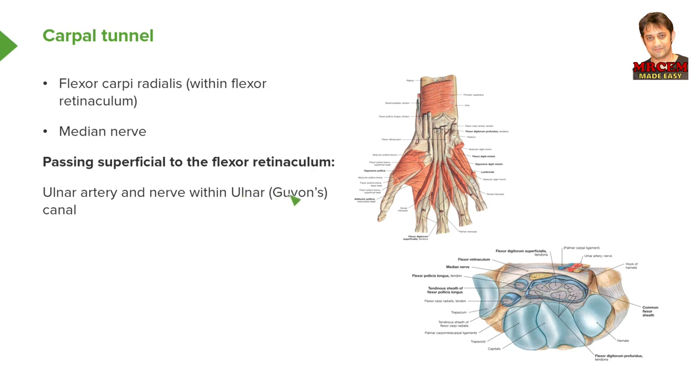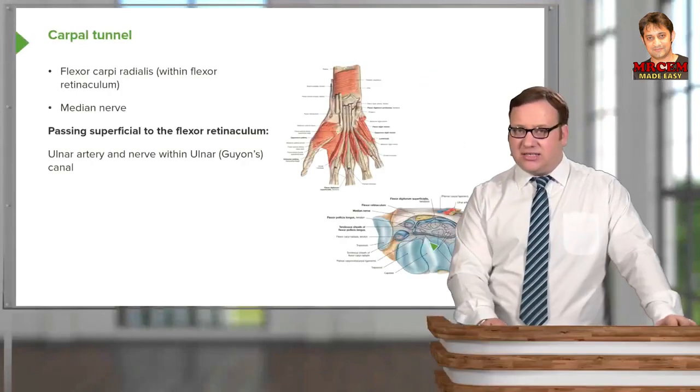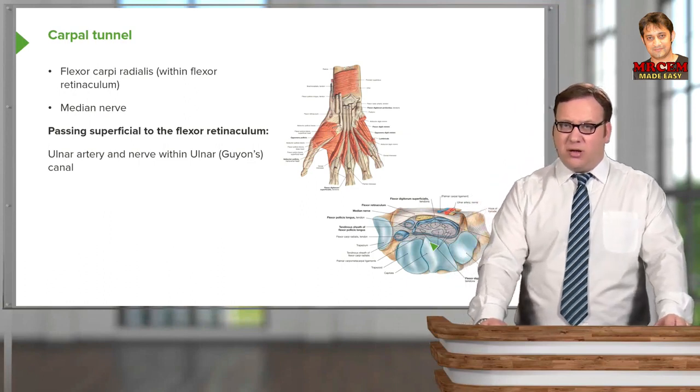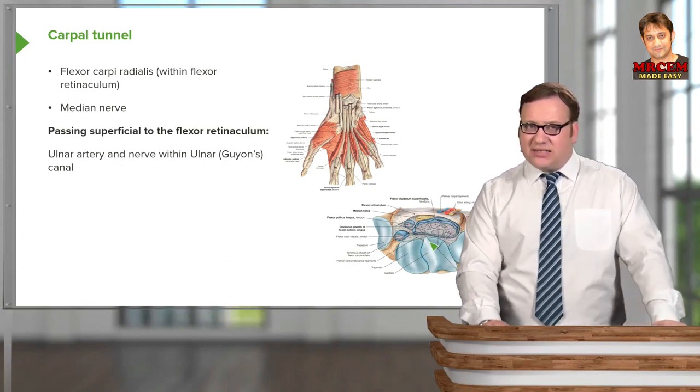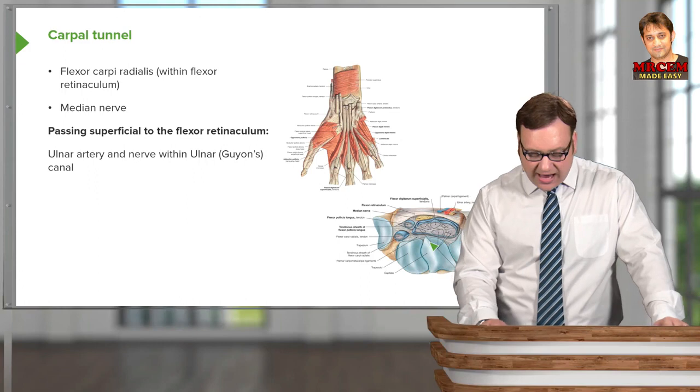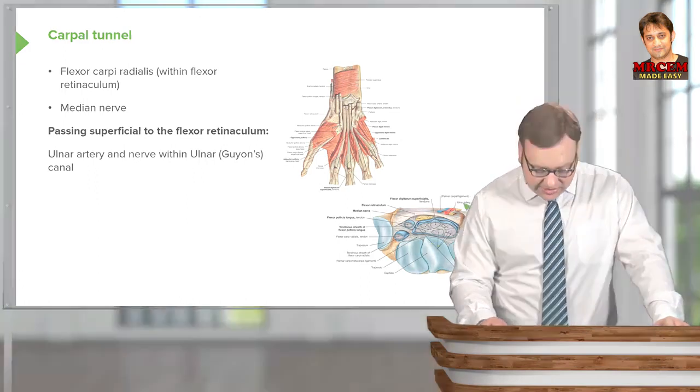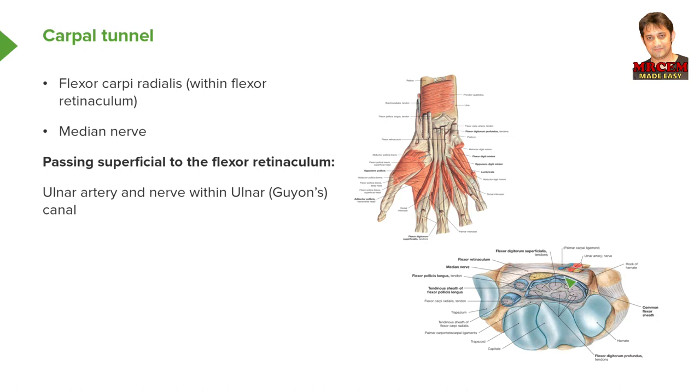We also have passing superficial to the flexor retinaculum the ulnar artery and nerve. And this is within a region known as the ulnar canal. So also running towards the hand, we know it has to be the ulnar nerve because it supplies those hypothenar muscles. But importantly, the ulnar artery and its accompanying nerve do not pass into the hand via the carpal tunnel. We can see here that they lie above the carpal tunnel, superficial to the flexor retinaculum. So these do not, in fact, run within the carpal tunnel.